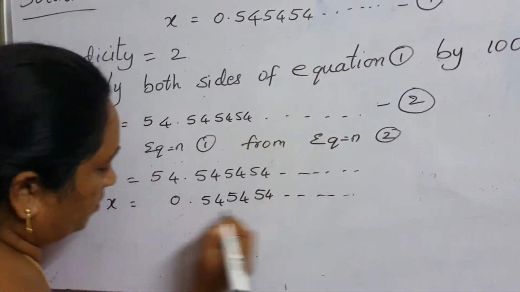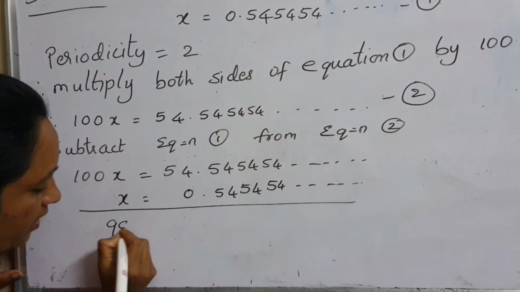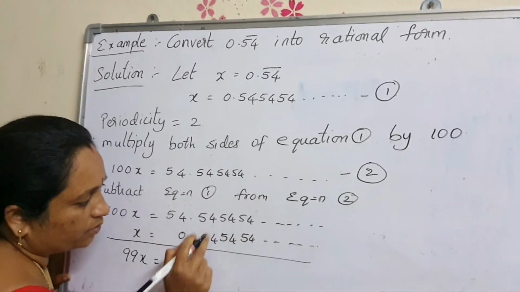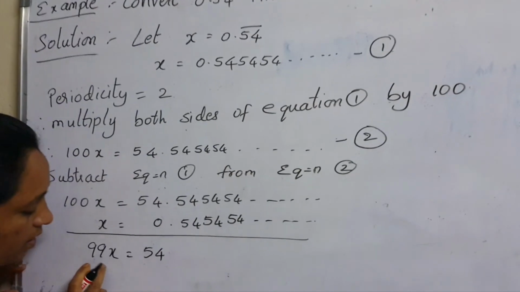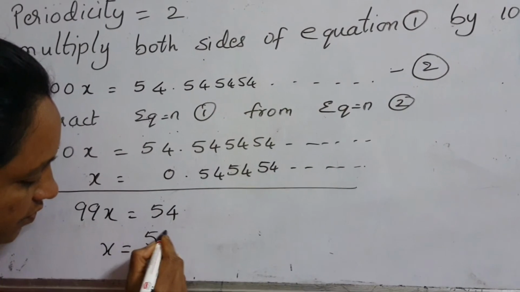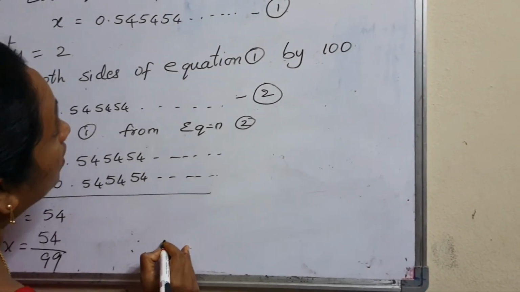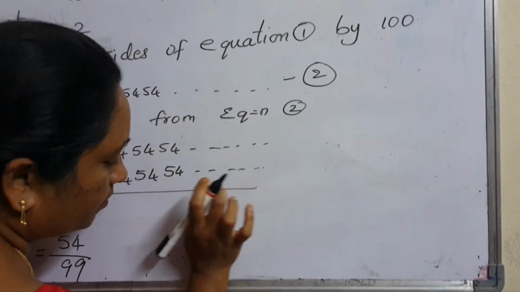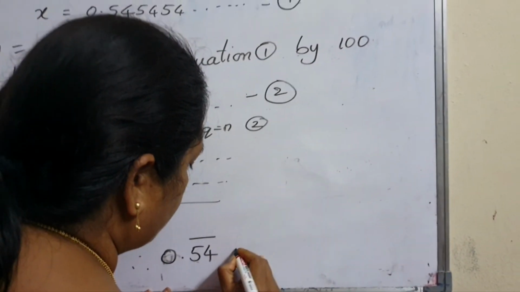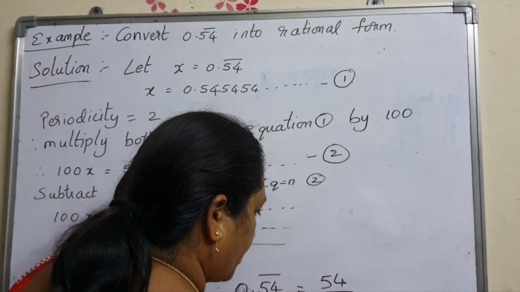0.545454, and so on. Now after subtraction you will get 100 minus 1 x, which is 99x, which is equal to 54. 5 minus 5 is 0, 4 minus 4 is 0, like that you will get 99x is equal to 54. Now x is equal to 54 by 99. Therefore, 0.54 bar is equal to 54 by 99.